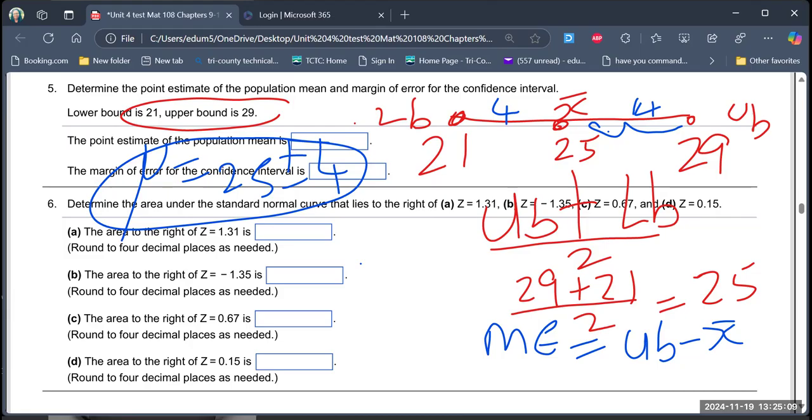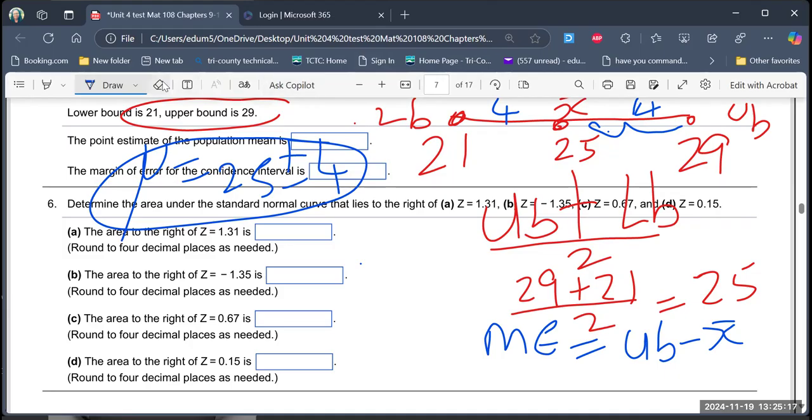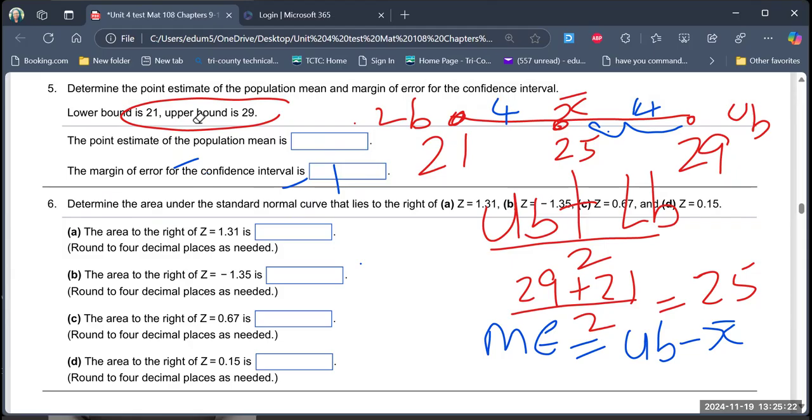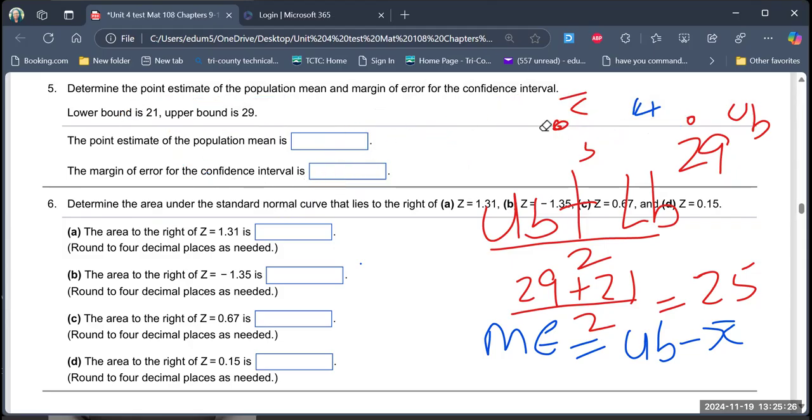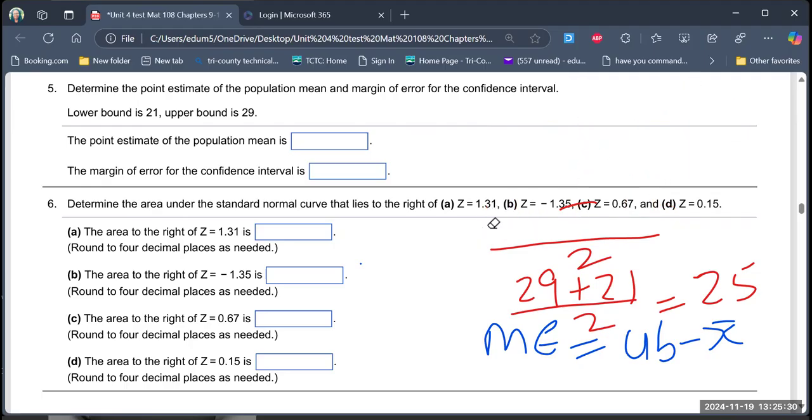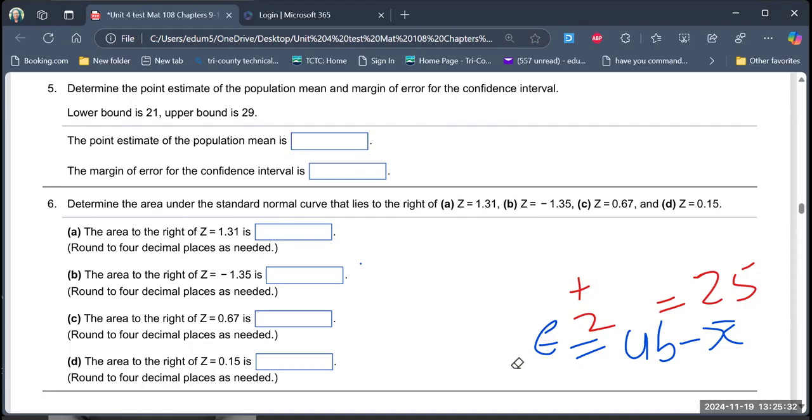Okay. Number 6 is area under the standard normal curve. I hope nobody is going to mistake number 6 to be central limit theorem. Number 6 is not central limit theorem.